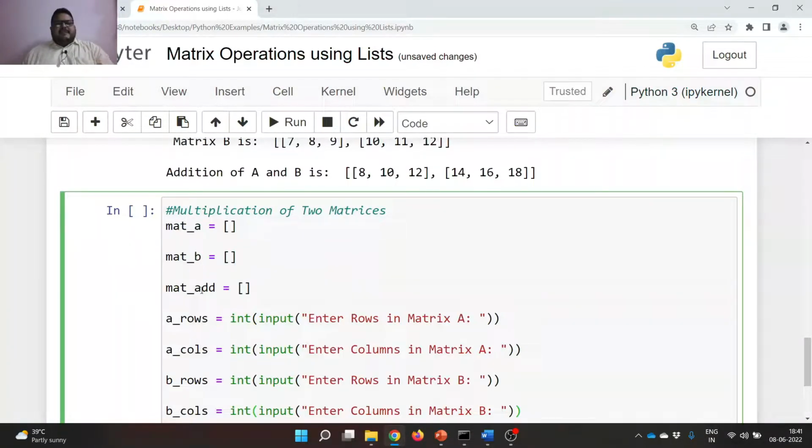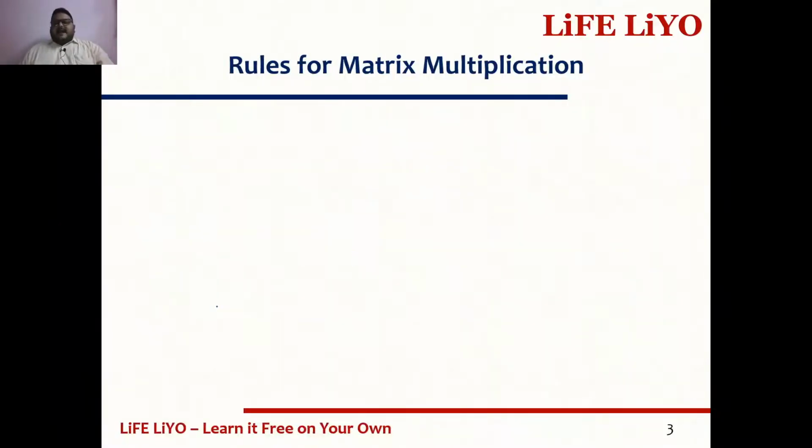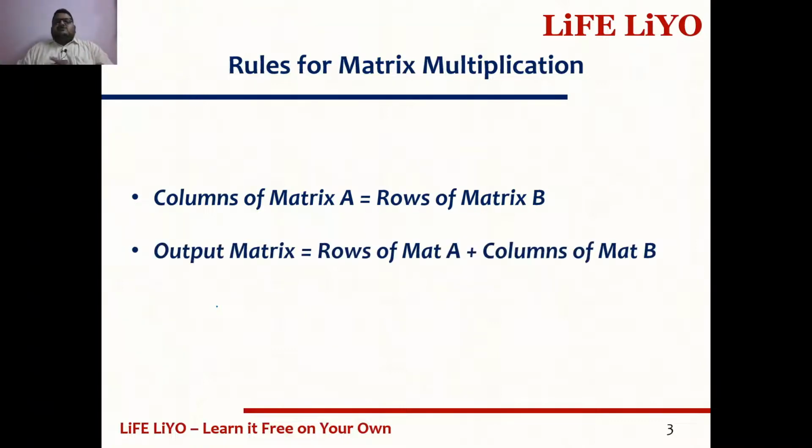Matrix A empty, matrix B empty, matrix multiplication, number of rows, number of columns in matrix A, number of rows and number of columns in matrix B. To perform matrix multiplication, we must and should follow some rules. The first and foremost is the columns of matrix A should have the same as the rows of matrix B. Then next one is the output matrix will give the rows of matrix A plus columns of matrix B.